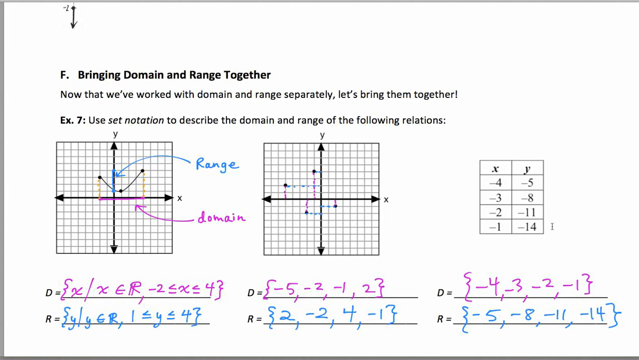If you're given a table of values, just do the same thing. These are all your input values, -4, -3, -2, -1, so we're just listing them. And then these are the output values that are associated with them. Okay, so the domain and range, if you're not given a continuous function or relation, won't necessarily be an element of the real numbers. It may just be a certain number of integers or whole numbers.